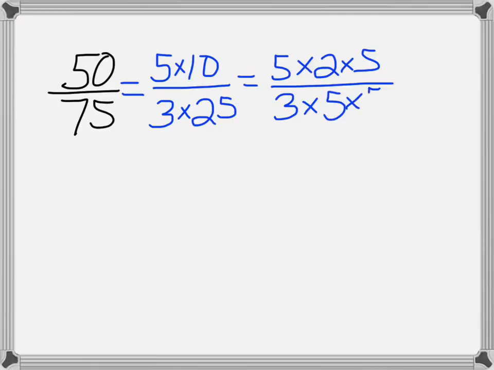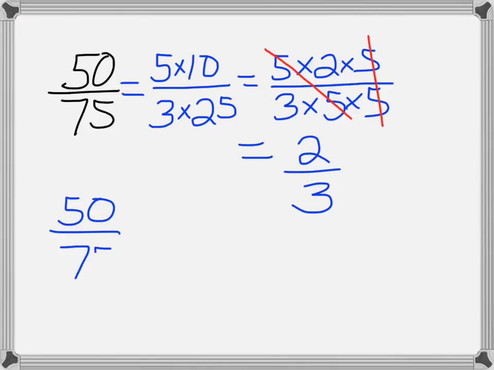Now look at the top and bottom. Anything that the top and bottom have in common, you can mark out. So I can mark out these 5s, and then here's another set of 5s. And what you have left is the reduced fraction, or the fraction in simplest terms. So that would be 2 over 3. 50 over 75 both divide by 25. And if you saw that immediately, you could save yourself some time. But again, if that's not apparent to you right away, you can always break the numbers down into their factors.